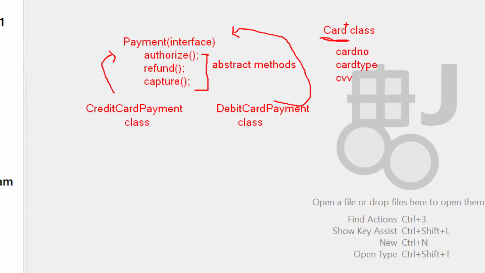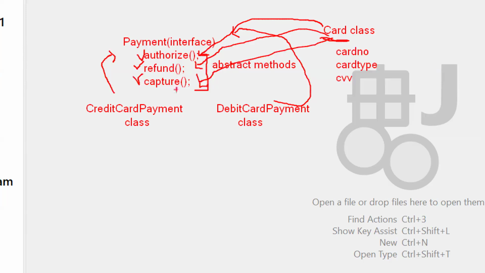I'm just creating one card class. When I'm calling the authorize method, refund method, or capture method, all these three methods are going to take the card object as a parameter. What object is a parameter? Card object. Means authorize method has a card object as a parameter, refund method also has a card object, and capture method also has a card object.